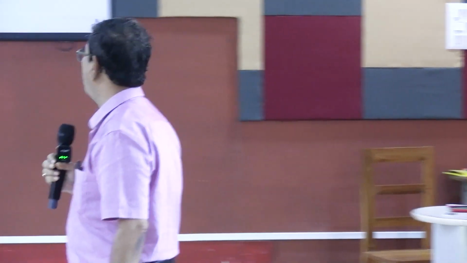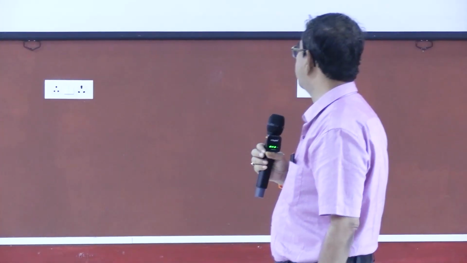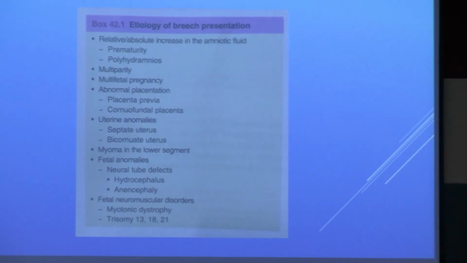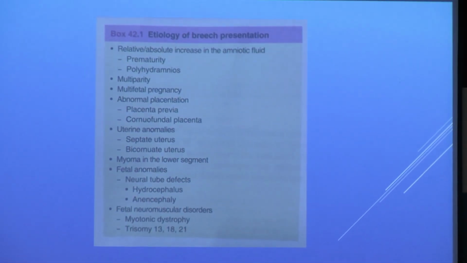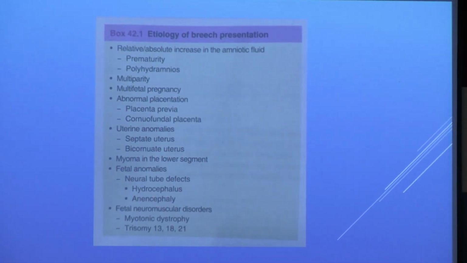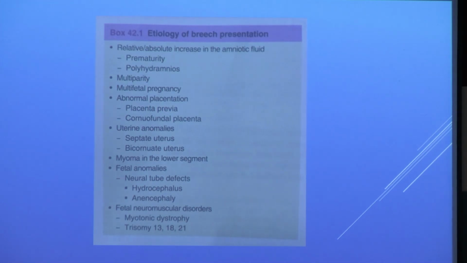Fetal anomalies. Neural tube defects like hydrocephalus and anencephaly, and fetal neuromuscular disorders, myotonic dystrophy, and trisomy 13, 18, 21. All these are etiological factors for breech presentation.